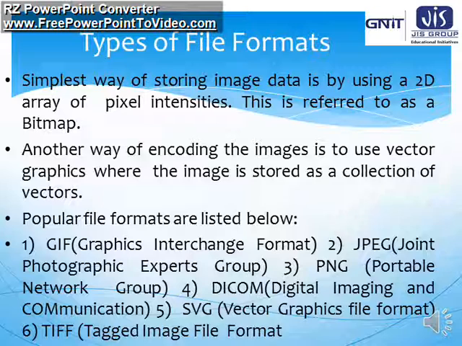Another way of encoding images is to use vector graphics, where the image is stored as a collection of vectors. Popular file formats are listed below, which are GIF, Graphics Interchange Format, JPEG, Joint Photographic Expert Group, PNG, Portable Network Graphics, DICOM, Digital Imaging and Communications in Medicine, which is very important in case of biomedical images, SVG, Scalable Vector Graphics, and TIFF, Tagged Image File Format. So these are some popular file formats which are being used to store image information.